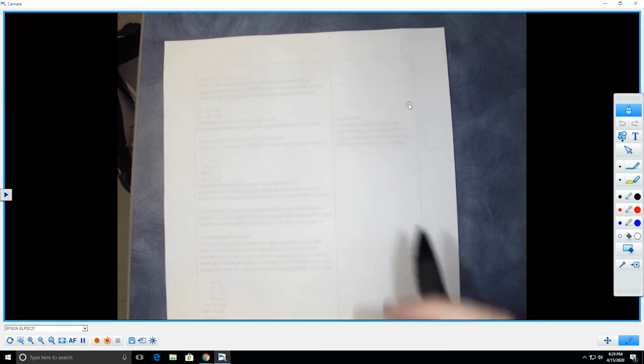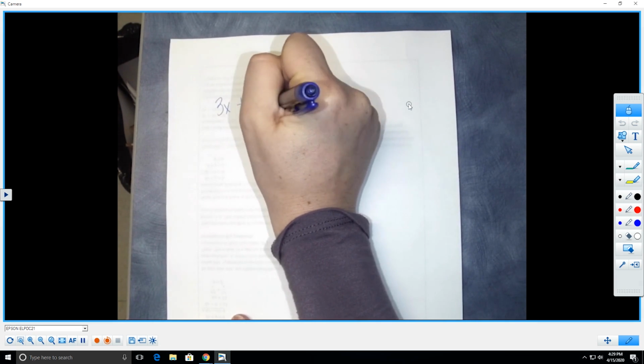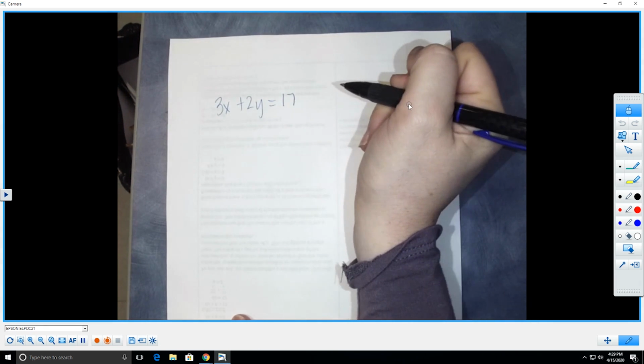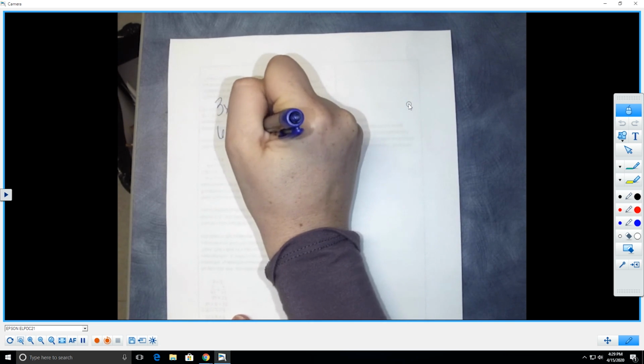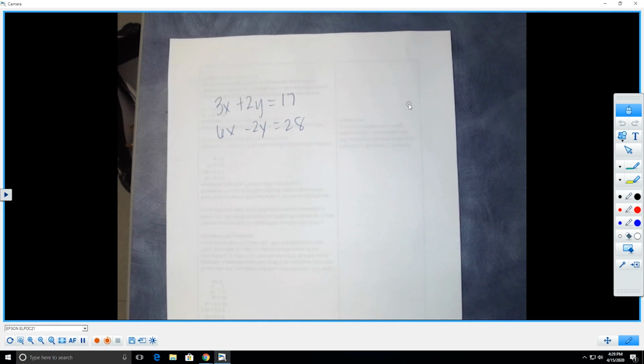I'm going to walk you through one, but if you want to get your pencil and clean paper, you can follow along. We're going to use elimination to solve the following system of equations. So I have 3x plus 2y equals 17, and 6x minus 2y equals 28. I'll give you a moment to write that down.